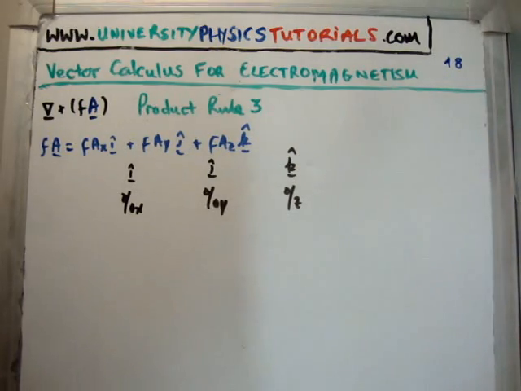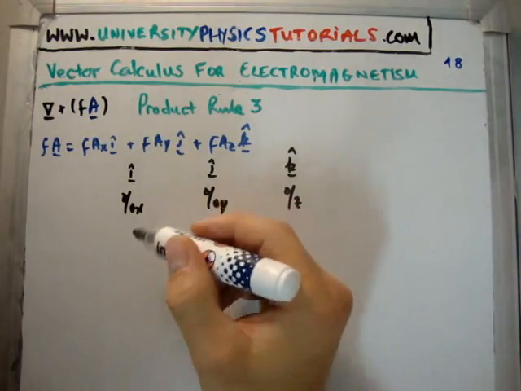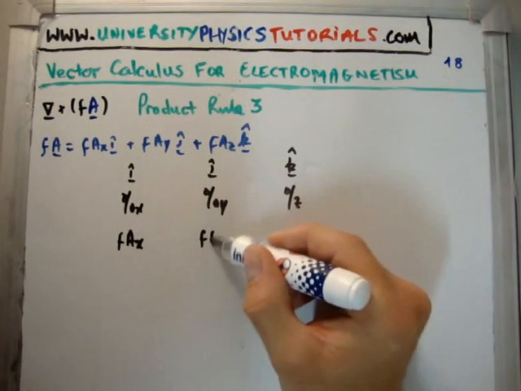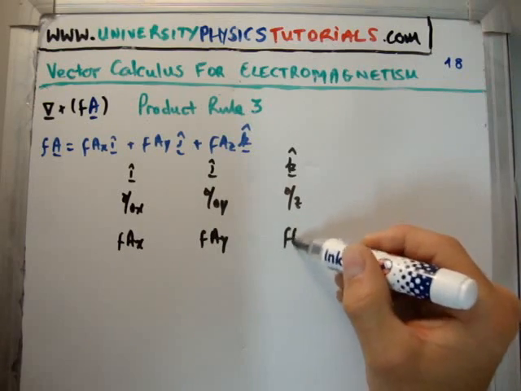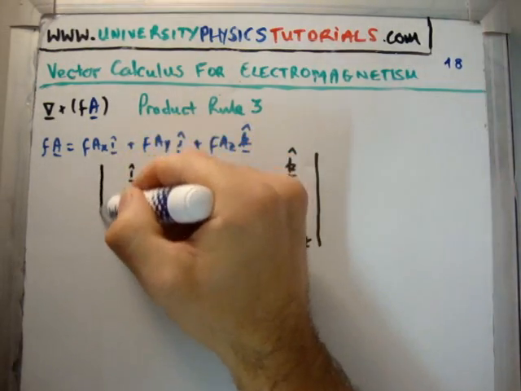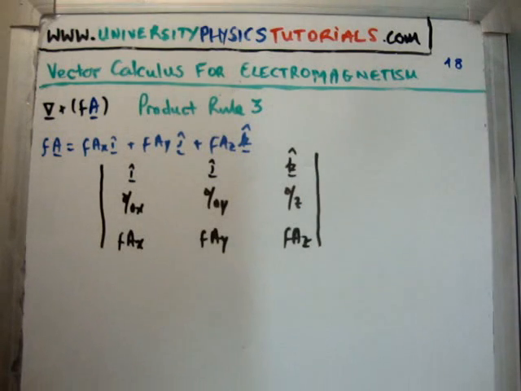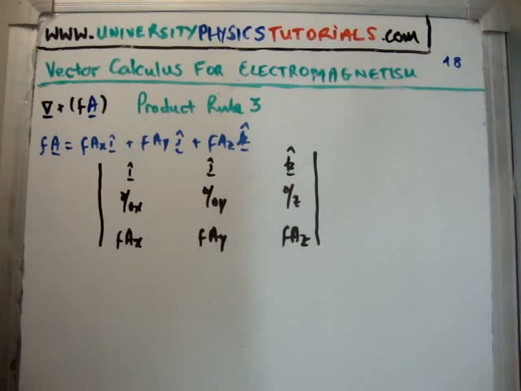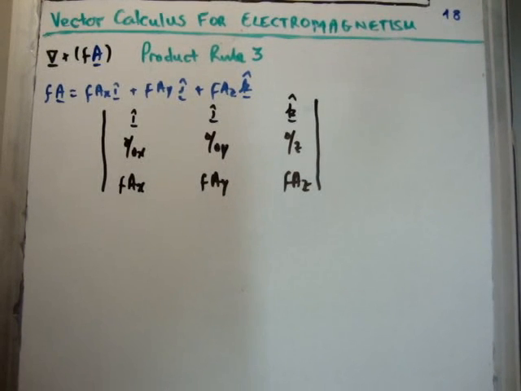And then we have the components of our vector field F times the vector A. So these are our components, F times A sub z here. And in order to take the cross product, we need to take the determinant of this 3x3 matrix. Now, I'm sure that you're able to do the determinant of a 3x3 matrix. It's pretty straightforward. But with all of these product rules, it's easiest if you just look at one particular dimension.